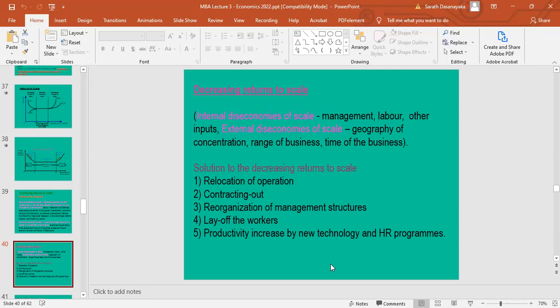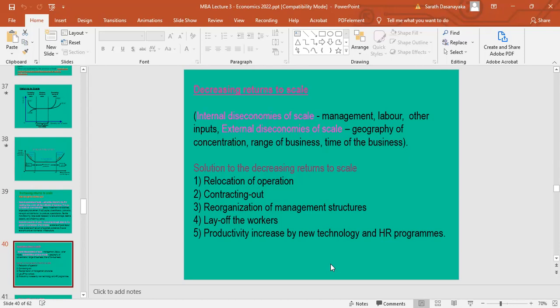And the external diseconomies of scale: sometimes too many industries are concentrated, like Singapore, what happened, like Dubai, what happened. Real estate prices and everything, labor prices are very high. Now they are looking for other cheaper locations. Companies are moving always. In some businesses, in some range, you have this problem, external diseconomies of scale.